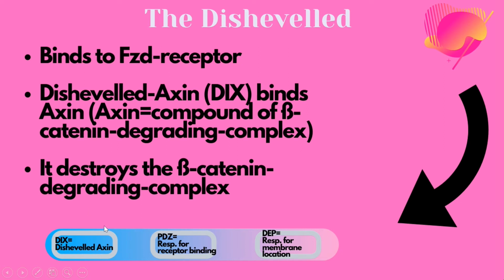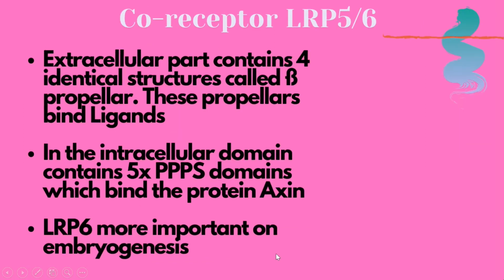Here we again see different domains which this protein has. We have the DIX, which is responsible for binding axon, another protein. We have a region which codes for receptor binding sites, and we have other regions which tell this protein where it should be located on the membrane.